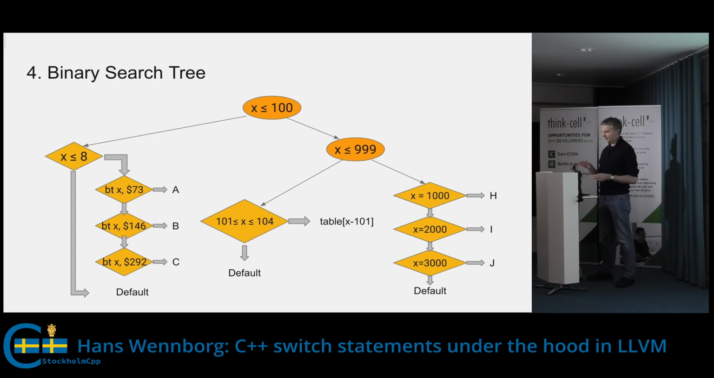At the leaves of the tree, we use the previous lowering strategies. And the interior nodes, the orange ones here, are comparisons to traverse the tree. So while the previous strategies, the ones we use at the leaves, are all constant time complexity, order 1, we're now doing order log n operations for the whole switch.